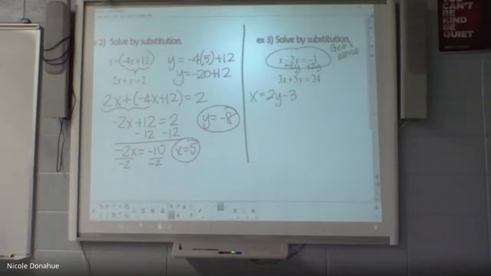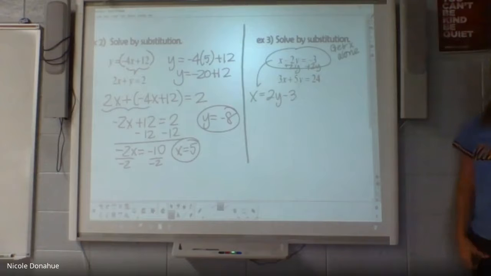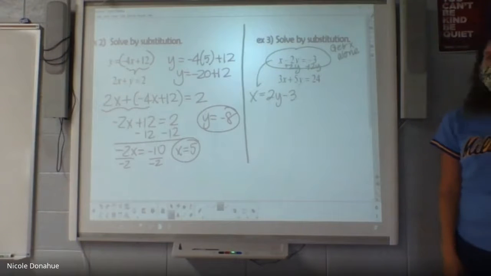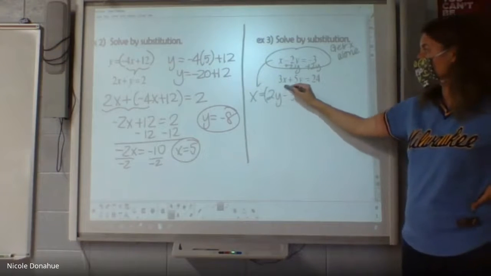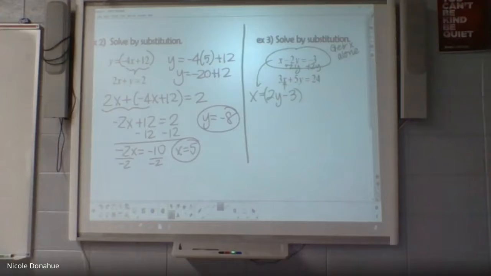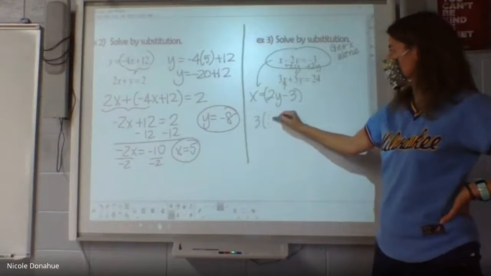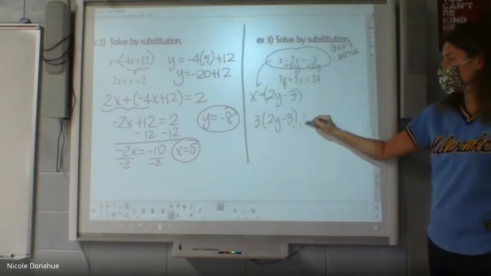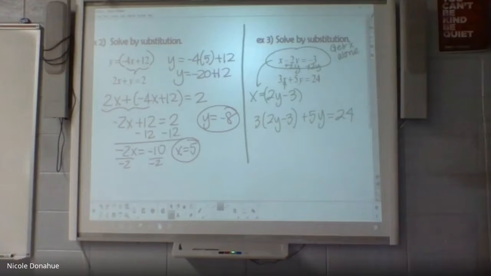So be a little strategic with yourself. If you're really good with fractions and it works out, it's perfectly fine. But again, there's just so many places to make mistakes then. So this one became this now. I'm moving that 2y over. Now that I have x alone, I can substitute this back in, but this time it's going in for x, not y. So I have 3 times this 2y minus 3 plus 5y equals 24. I'm substituting that 2y minus 3 in.